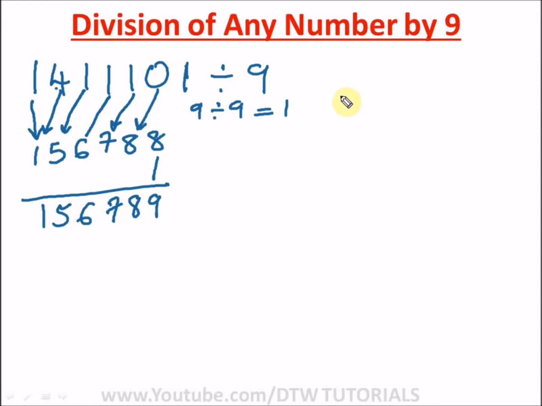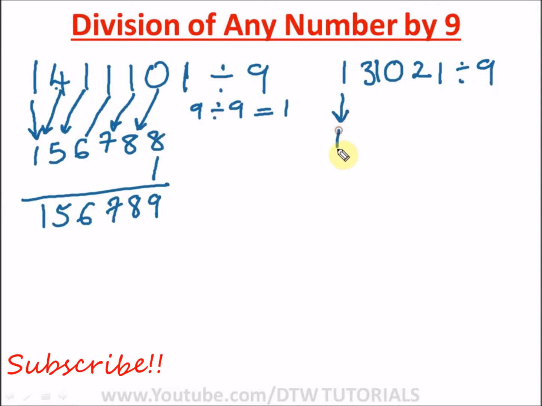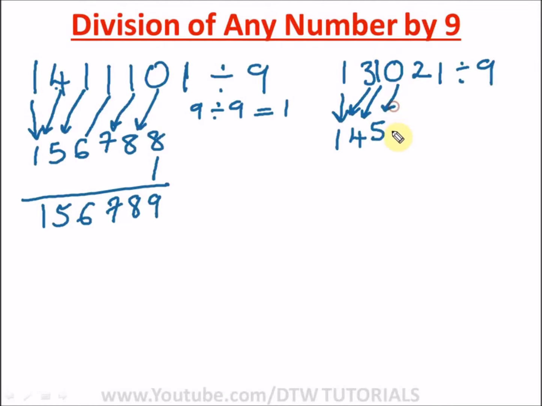What if we encounter a number during division that has a remainder? How do we do this? For example, if we have 1, 3, 1, 0, 2 divided by 9. The first thing we do is drop our 1 down. The next thing we do is add 3 to 1, which will give us a 4. Then we add 1 to 4, which will give us a 5. The next thing we add 0 to 5, which will still give us a 5. And then we add 2 to 5, which will give us a 7.